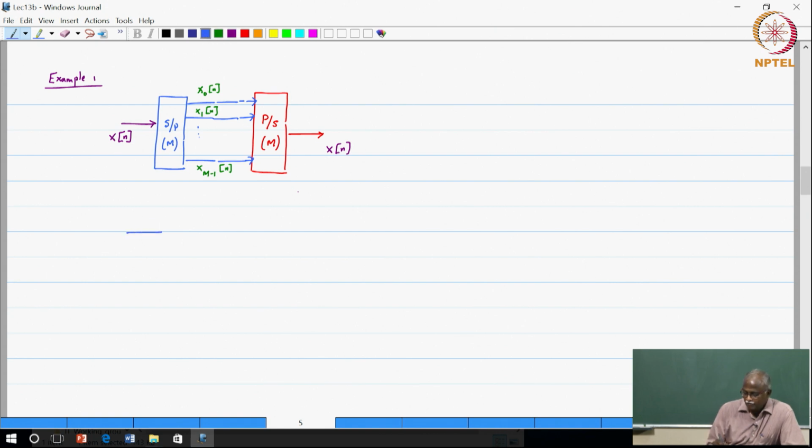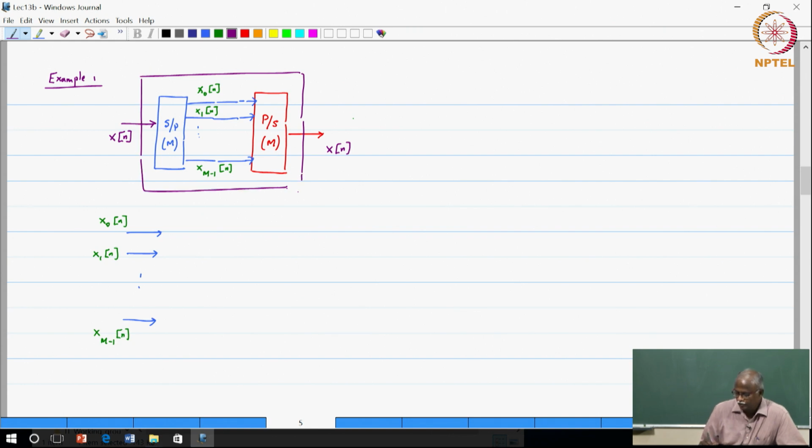So I have m signals coming in. I will label them as x0 of n, x1 of n, x m minus 1 of n. So, just before I do that, this whole block effectively was equivalent to a gain of 1. Basically you got input x of n, output x of n, which means that whatever was inside, if you treat it as a black box, it actually was giving you unity gain.